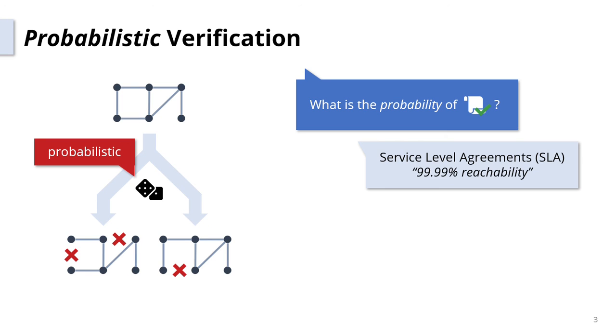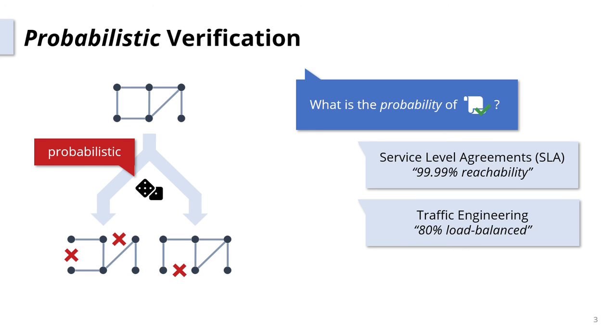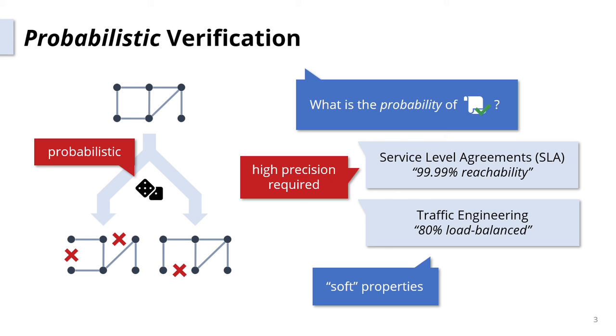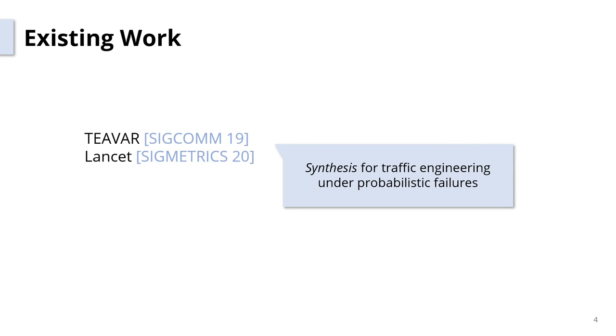Also, other properties can be analyzed probabilistically. So for instance, assume that the operator wants the traffic to be load balanced, not 100% of the time because this would be too expensive, but maybe 80% of the time would be sufficient. We call those properties that are allowed to be violated for some fraction of time soft properties. So note that in particular when verifying service level agreements, high precision is required. So in this example here, our imprecision has to be below 0.01% in order to verify this 4 nines reachability SLA.